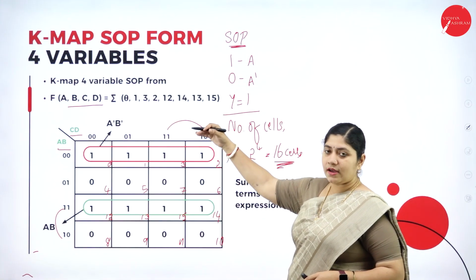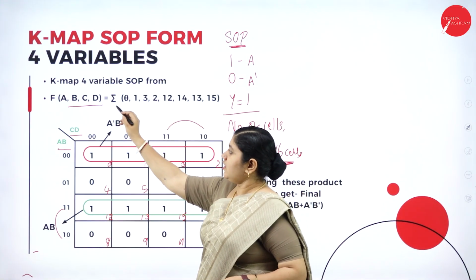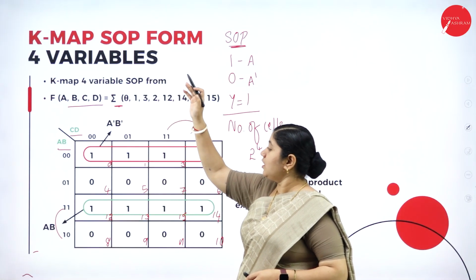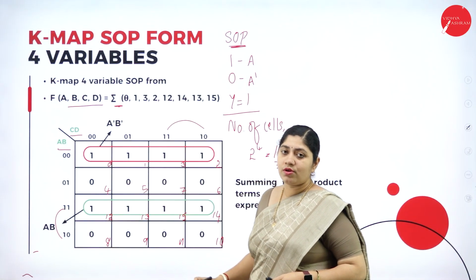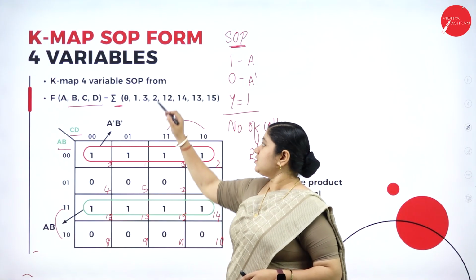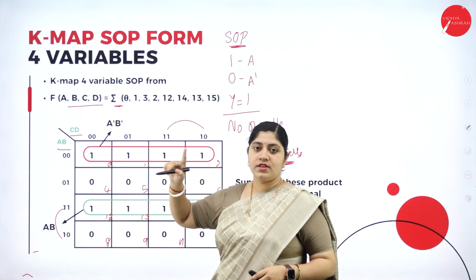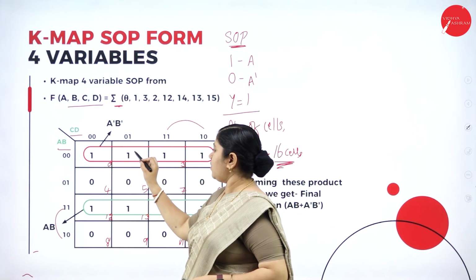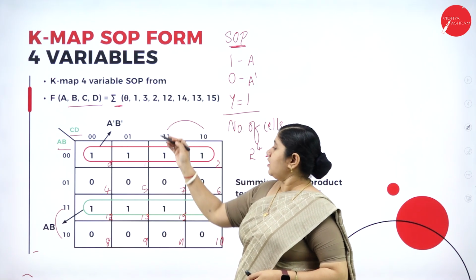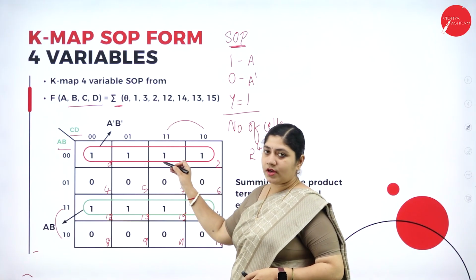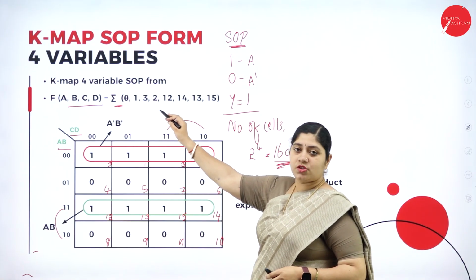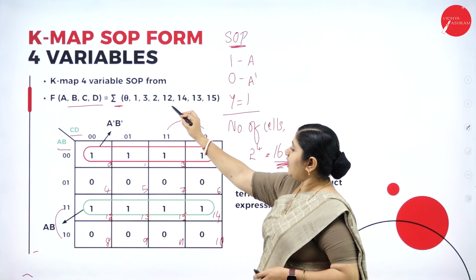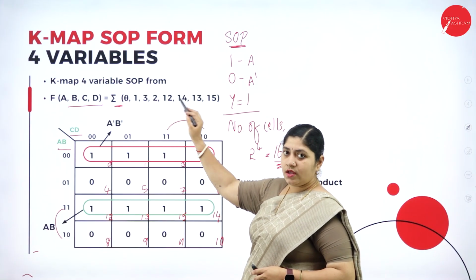Next we have to get back to the question and verify, is it a summation? Yes, it's a summation. So we have to go with SOP. Now we have to look at the values provided. It's a 0, correct? So we have to write a 1 under the 0th cell. Okay, it's done. Next one. All right, it's done. 3. In the third cell, I have to write a 1. Done. Next 2. So in the second cell, I have to write a 1. Okay, it's done.